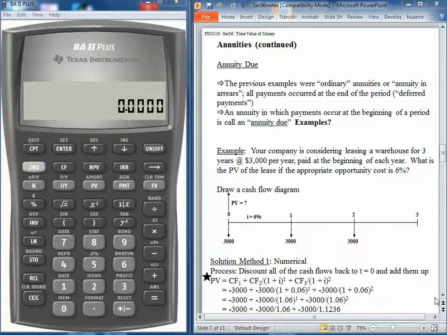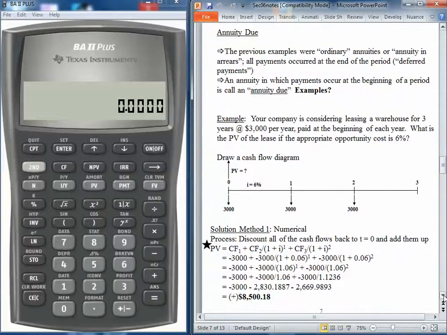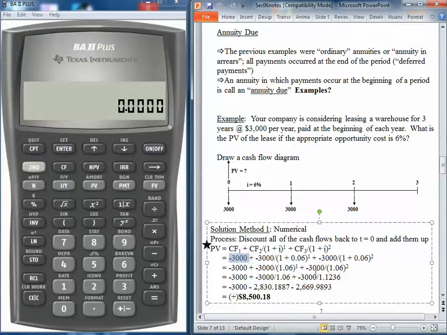So we can see how the payments have been shifted. These three payments, as opposed to ordinary annuities, now are shifted one period to the left. That's all that's really occurred, but the calculations have now changed. Where numerically we would solve this by discounting each cash flow, we can see that the first cash flow is not discounted at all because it is occurring in today's dollars. And the last cash flow is only discounted 2 periods. We only have to move 2 periods to get to the present value.